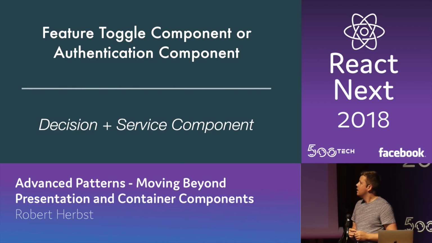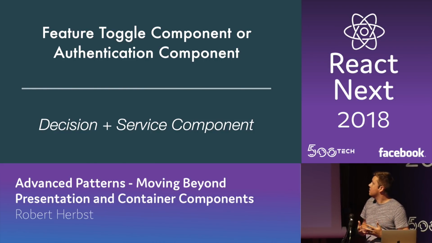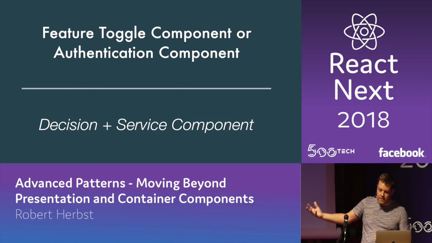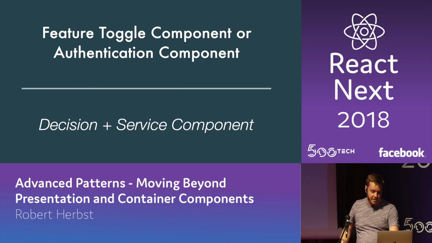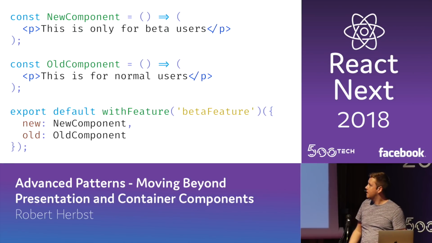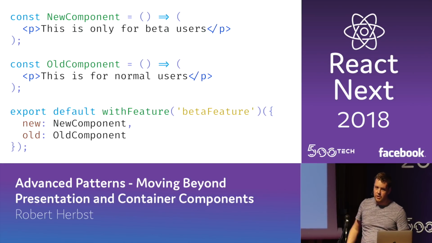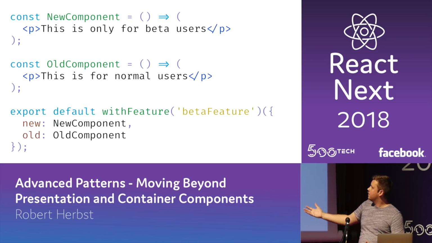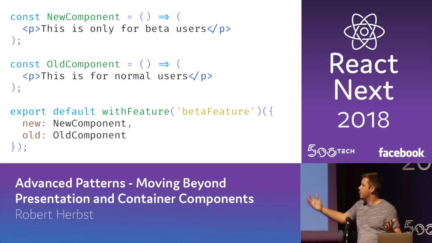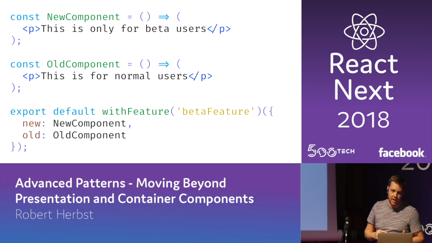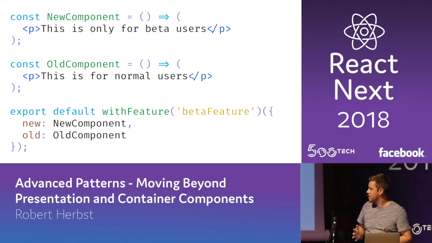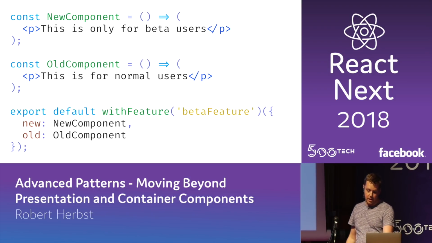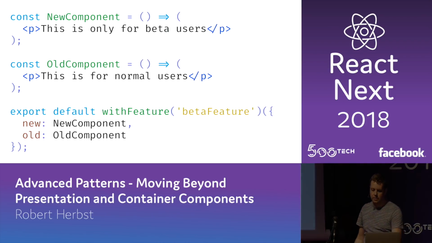Right, so if you combine the previous patterns, we can end up with a feature toggle component or an authentication component. It's a composition of the decision and the service component. And here's how it might look. We've got the new component that we only want to show to our beta users. We've got the old component that we want to show to the old users. And we've got this with feature higher order component that takes the feature name and knows how to toggle on it based on the service and renders either new or old. And then at the app level, you would have a provider that would pass down the service to the higher order component.